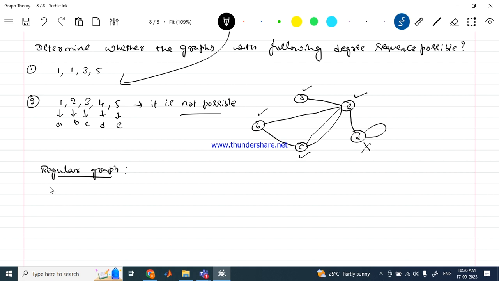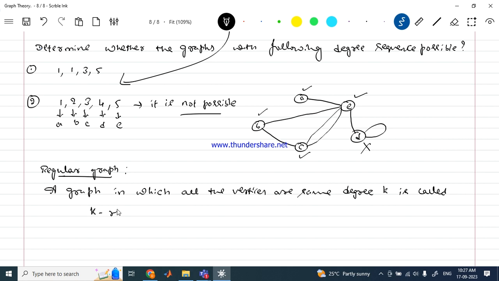Okay, and this is what it says. A graph in which all the vertices are of the same degree, that's all. Same degree, K, is called a K regular graph. It's called a K regular graph.